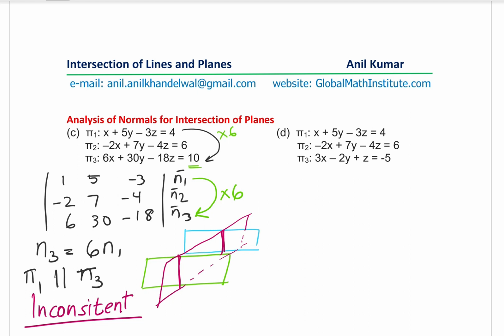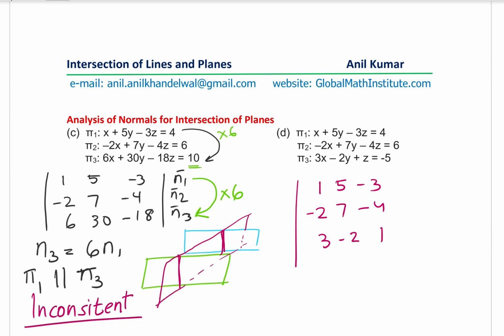So in this particular case, we have an inconsistent system where two parallel planes are there, and the third plane will intersect them in a line as shown here. Now let's look into the next example, which is, let's write down the normals here: 1, 5 and minus 3. The other one is minus 2, 7, minus 4. And then we have 3, minus 2, 1.